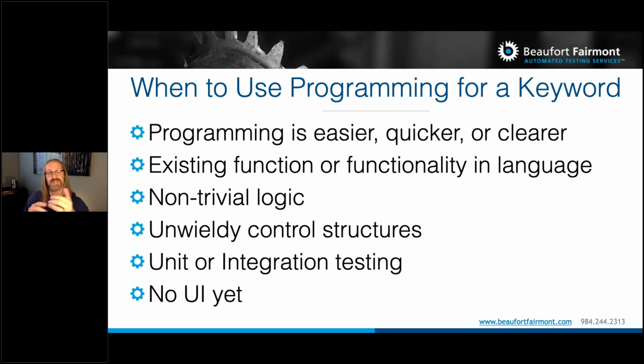Those control structures are things like conditionals, if, else, then, those types of cases. Another would be loops, so if you're trying to do something more than one time, and finally things like switch statements and such. Those are times when I would say, let's get out of Robot Framework and move into a programming language since it's built for that.